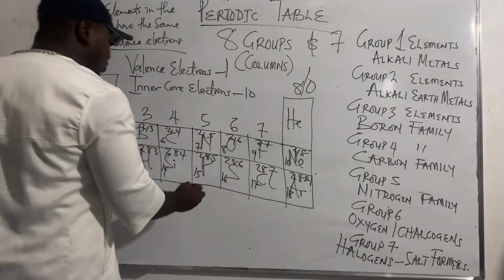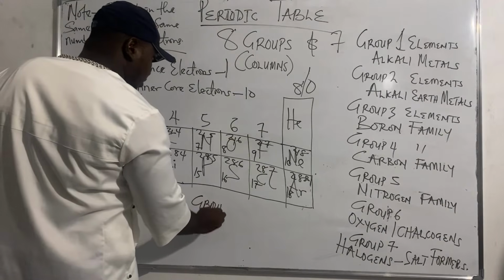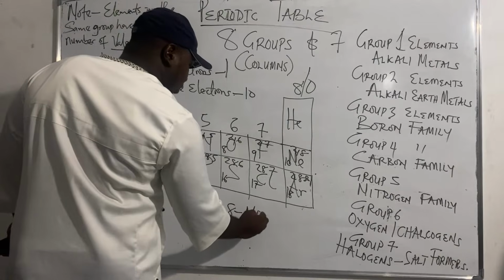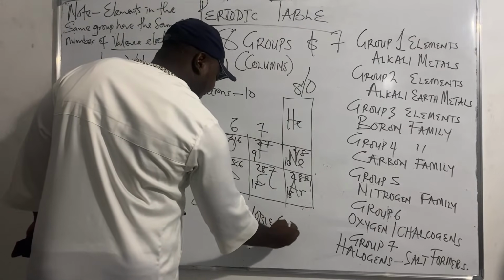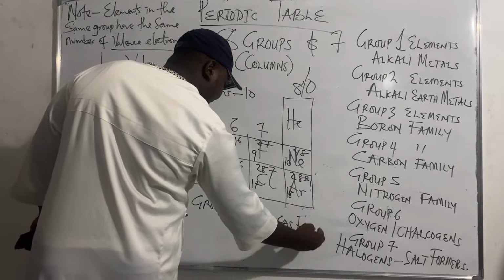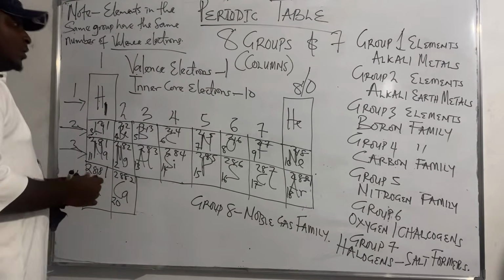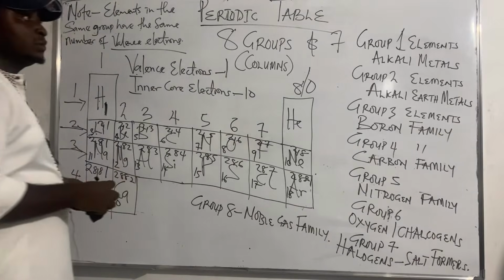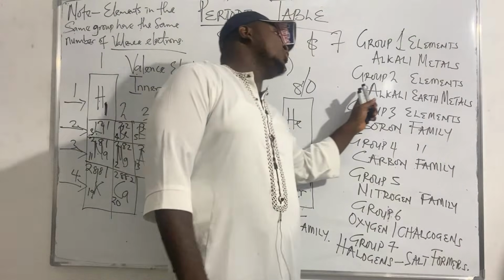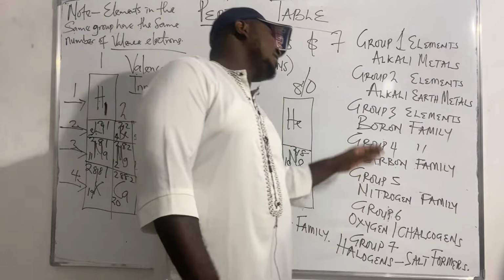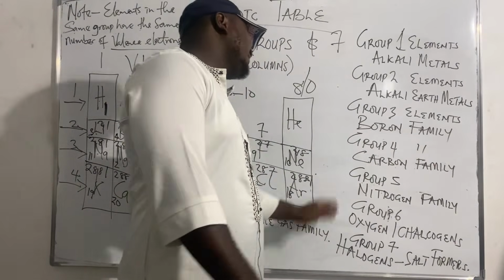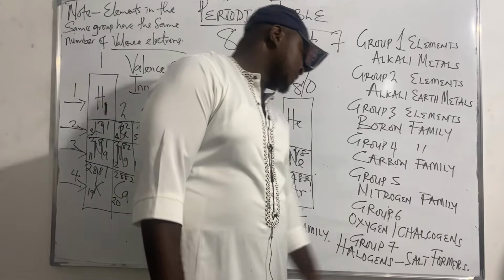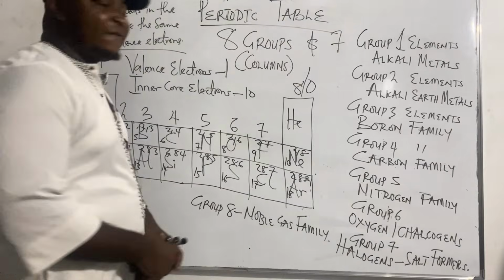Group 8, obviously, are the noble gases. Everybody in group 8, they are the noble gases, they are the ones that are stable. Group 8 are the noble gas family. So group 1 elements are the alkali metals, group 2 elements are the alkaline earth metals, group 3 elements are the boron family, group 4 carbon family, group 5 nitrogen, group 6 oxygen or chalcogens, group 7 halogens, salt formers, group 8 noble gas family.